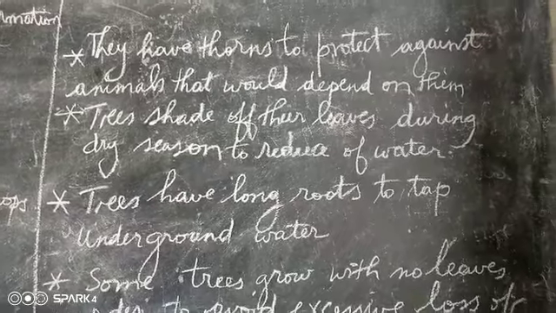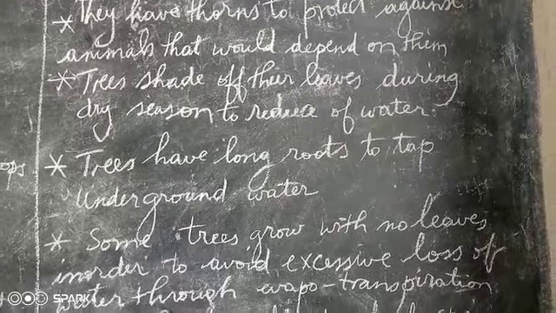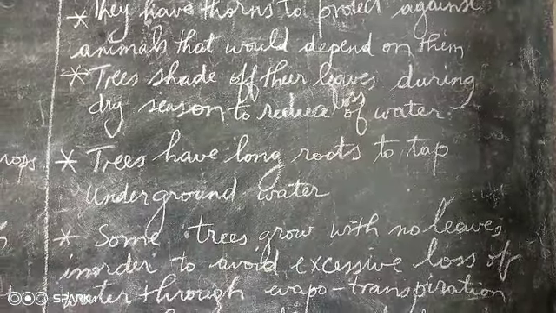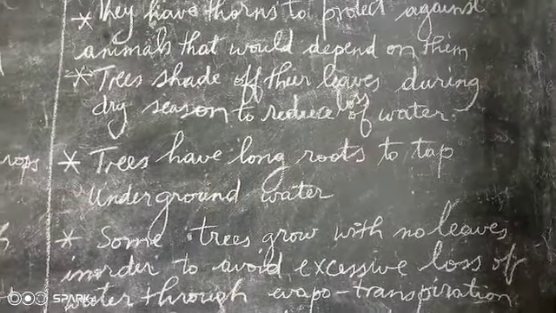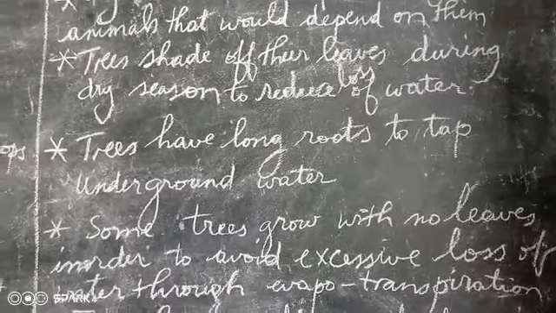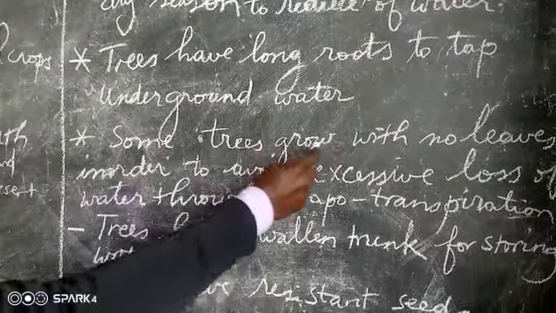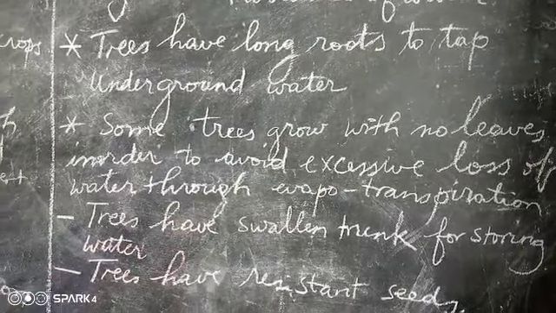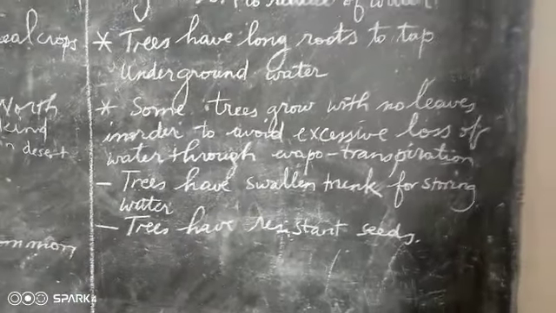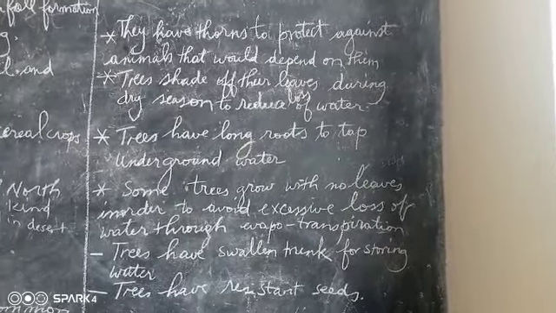Number two, trees shed their leaves, especially during dry season, so that they can reduce loss of water, especially during transpiration. Trees have long roots. As I have said previously, desert vegetation has long roots so that they can tap and get water from underground. Sometimes trees grow with no leaves so that they can reduce evapotranspiration, the loss of water.